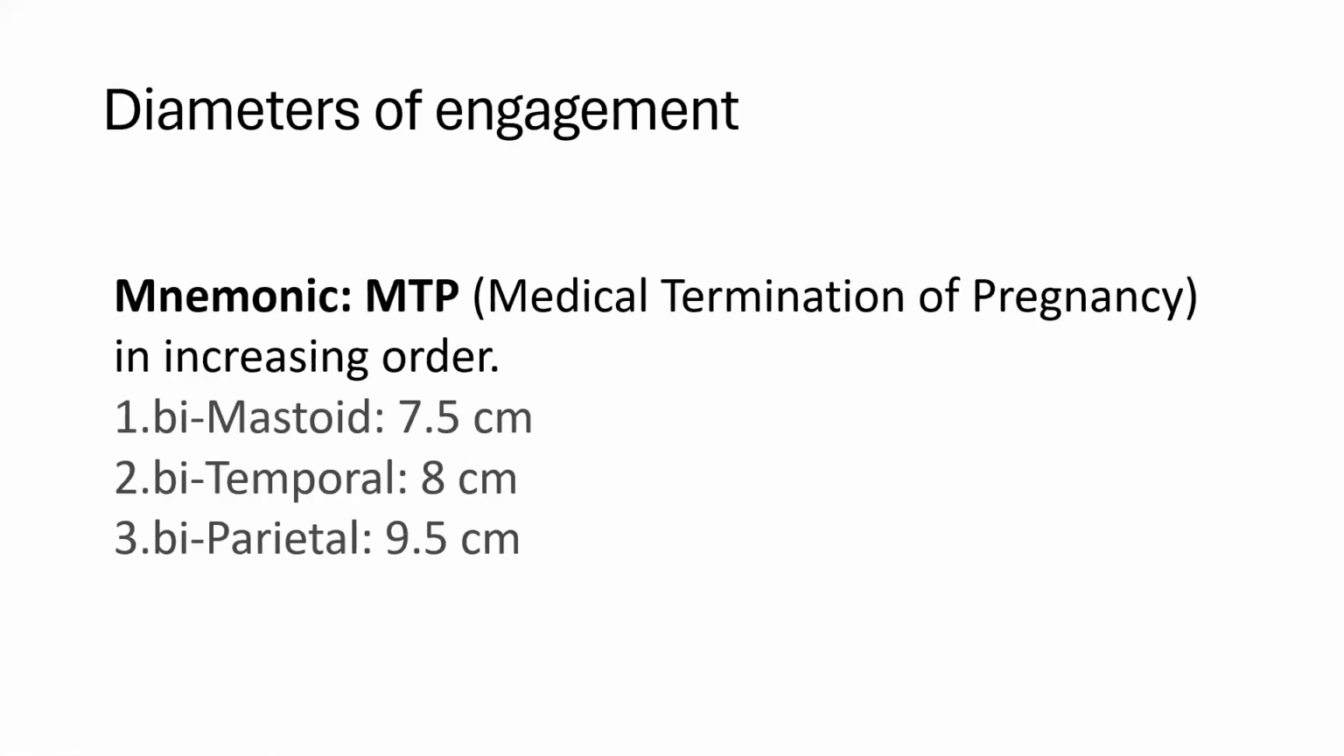Diameters of engagement. There are three diameters: bimastoid, bitemporal, and biparietal. To remember, MTP: mastoid, temporal, and parietal. Bimastoid is 7.5 centimeter, bitemporal is 8 centimeter, and biparietal is 9.5 centimeter. So easy to remember.